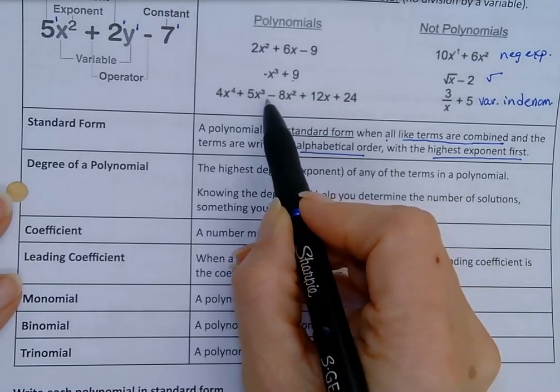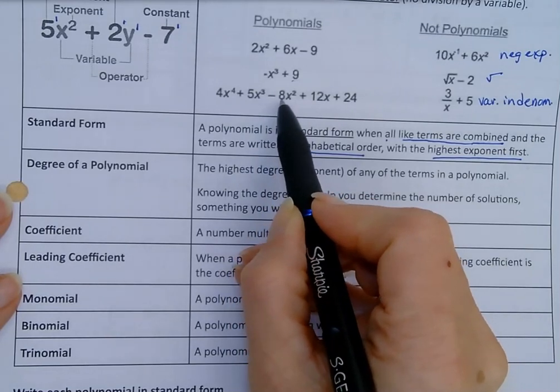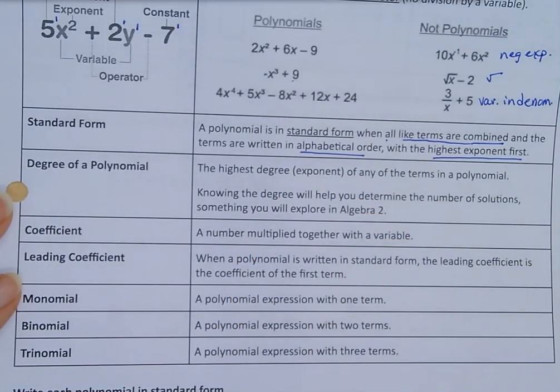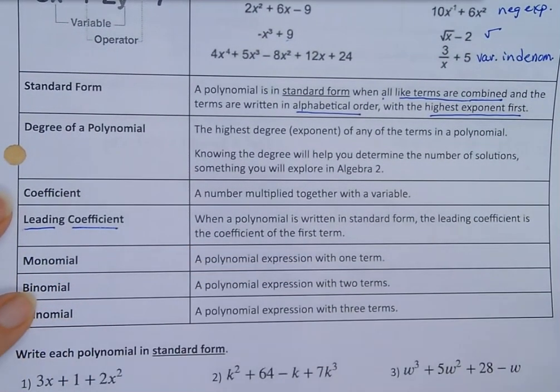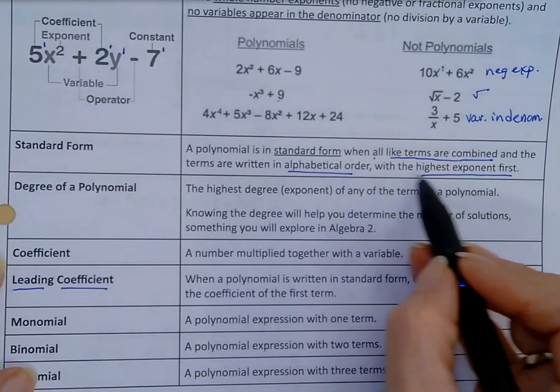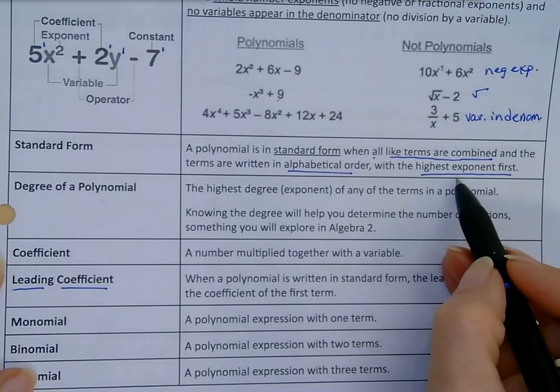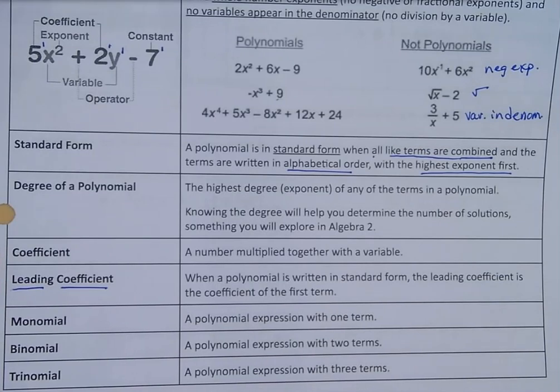Okay, because I am subtracting 8x squared, or I'm adding negative 8x squared. So negative 8 is my coefficient there. All right, this is new. A leading coefficient is new to us. When a polynomial is written in standard form, the leading coefficient is just the coefficient of that very first term. Remember, when we're putting it in standard form, we have alphabetical order, and the highest exponent is going to be first, in the first term. So whatever that coefficient is in that first term is going to be your leading coefficient.